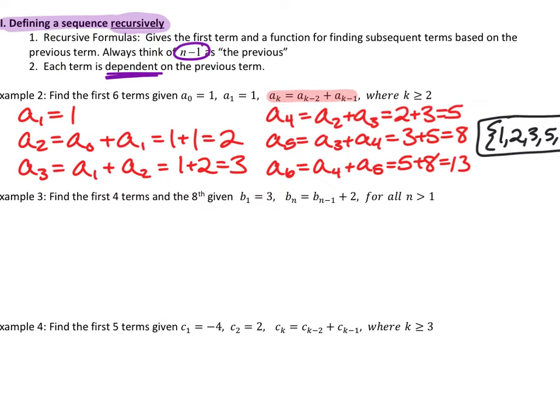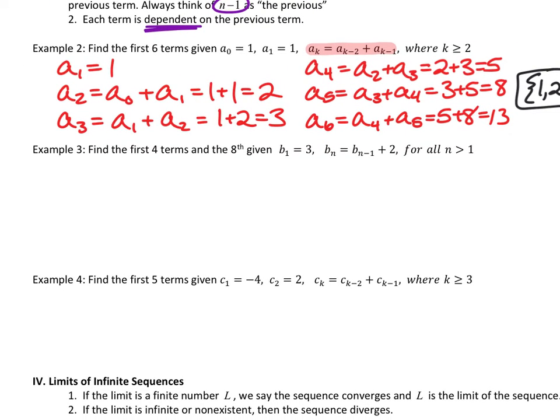Okay, now most of them are not as complicated as example 2. Most recursive sequences only depend on the one right before it, like in example 3. It says find the first 4 terms and the 8th term, given that the first term is 3, and that the rest of them are found by taking the previous and adding 2. So the first term is 3, the rest of them are found by taking the previous term and adding 2. And this starts for all of the n's that are greater than 1.